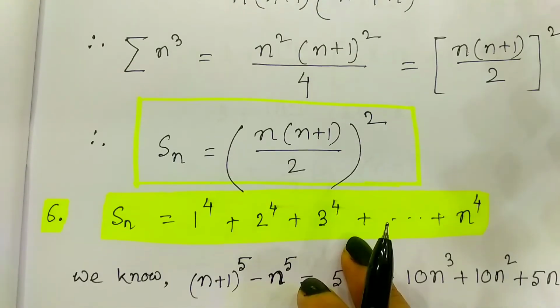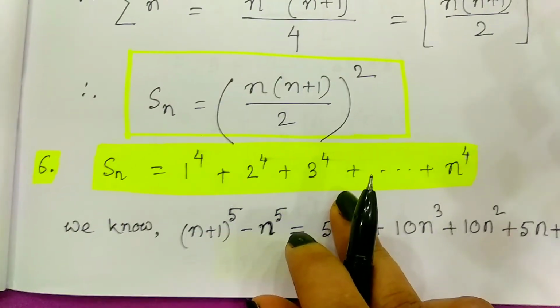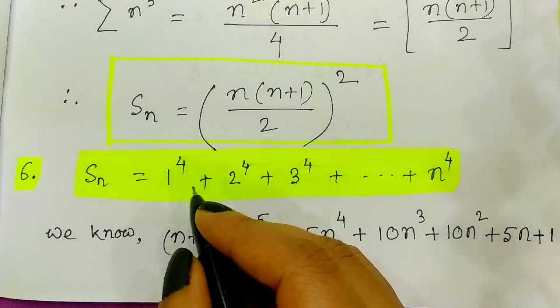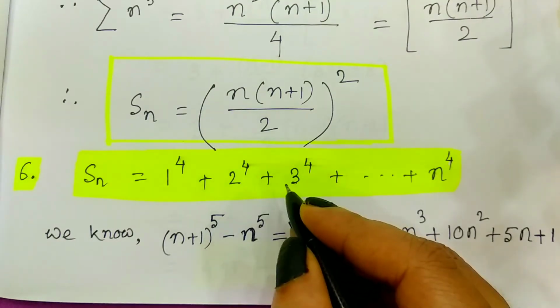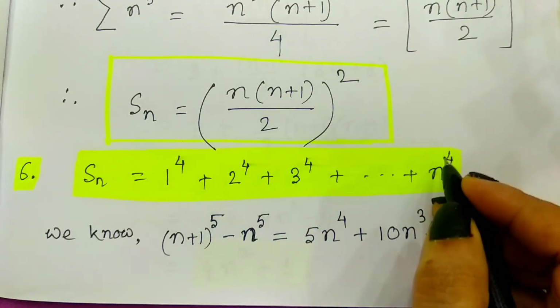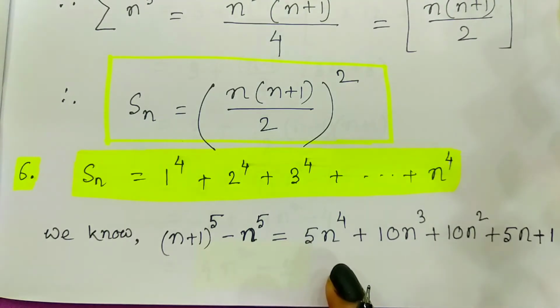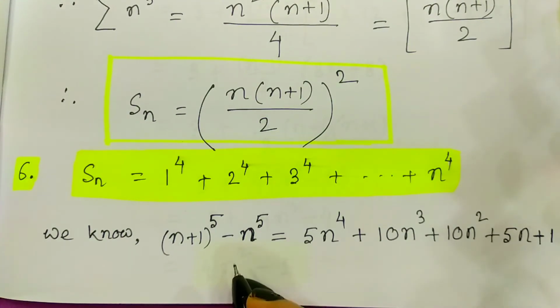Now one more series I have given to you. That one is this one. So Sn is equal to 1 to the power 4 plus 2 to the power 4 plus 3 to the power 4, likewise up to n to the power 4. For this one I am not going to give you the entire solution, but I am giving you just a hint of how we can proceed.